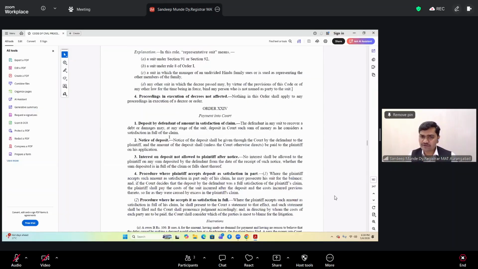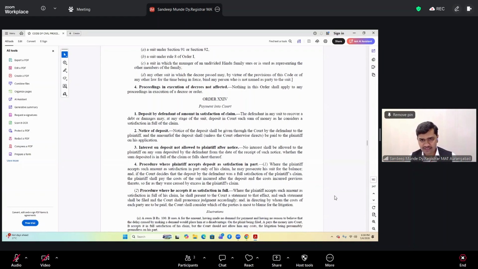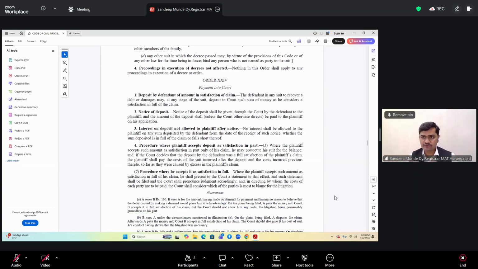What is Order 24? Payments into the court. Payment into court. I will take both the orders, Order 24 and Order 25, at the same time. The heading of Order 24 is payment into court and the heading of Order 25 is security for costs. So keep in mind, Order 24 is for the defendant, deposit by defendant of amount in satisfaction of claim.